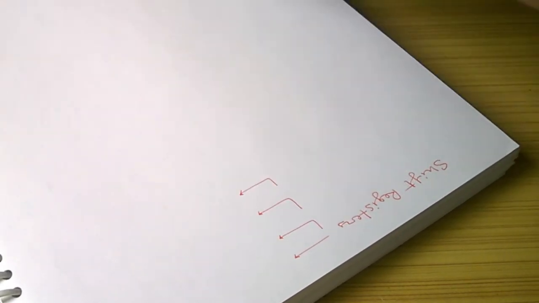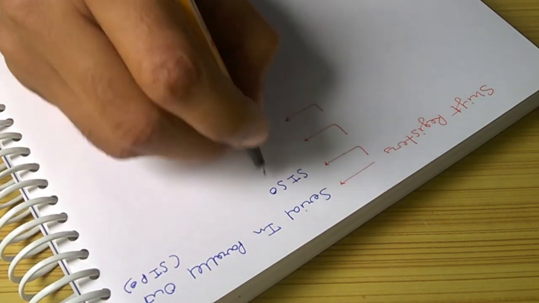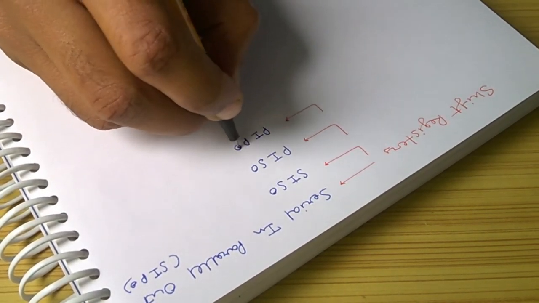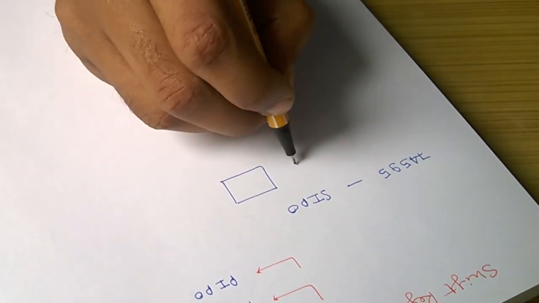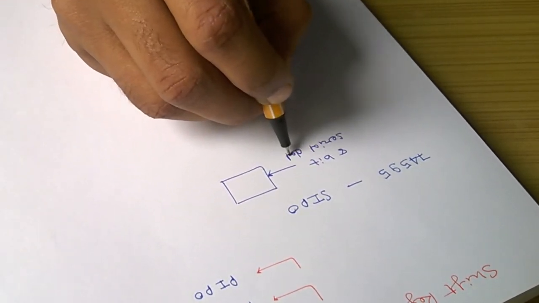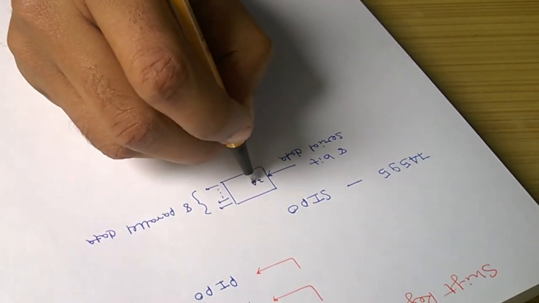There are 4 kinds of shift register: serial in parallel out, serial in serial out, parallel in serial out, and parallel in parallel out. We are going to use 74HC595, which is an 8-bit SIPO shift register. That means it will take 8-bit serial data and convert it into 8-bit parallel data.